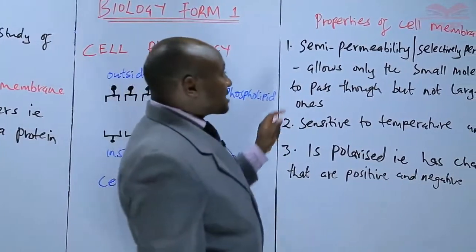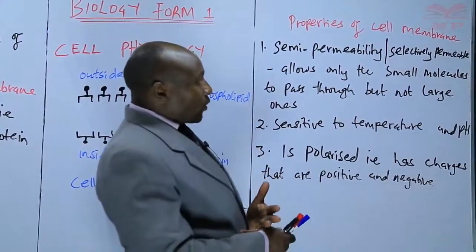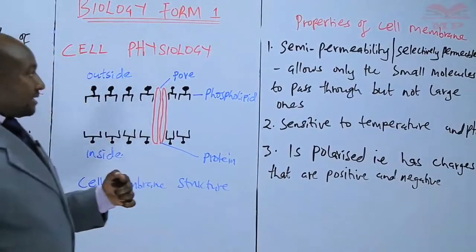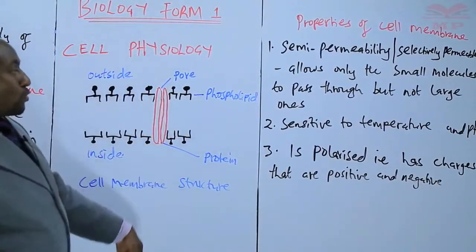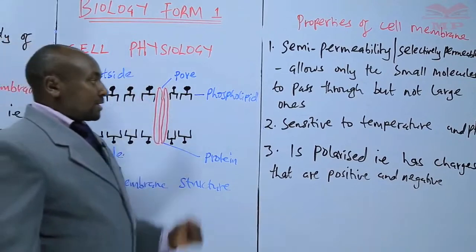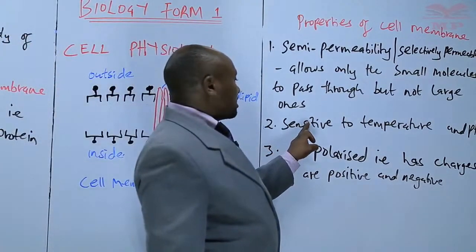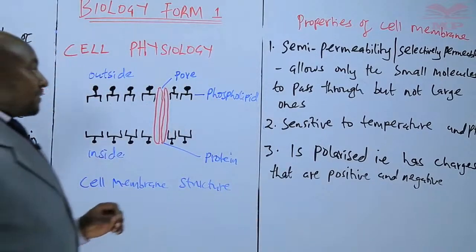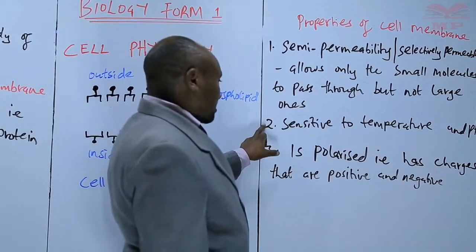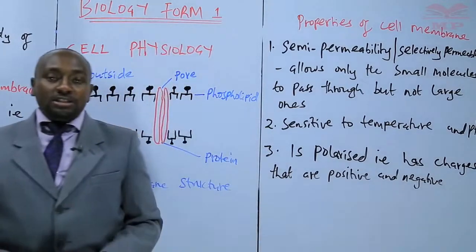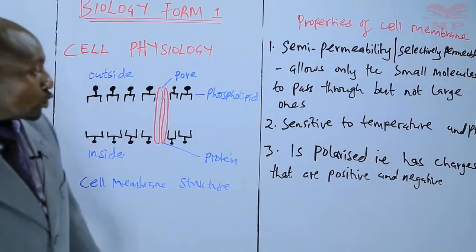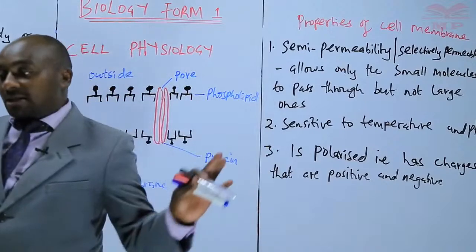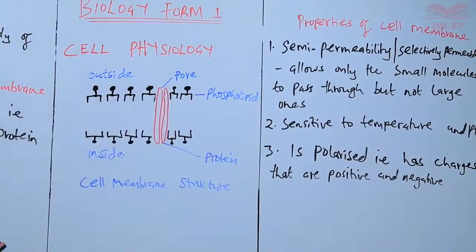One is its semi-permeability, or selective permeability, meaning that it selects the small molecules to go through, but not the large ones. It's also sensitive to changes in temperature and pH. And finally, the cell membrane is polarized, meaning that it has both positive and negative charges. So our lesson for today will end there. Then we'll have an assignment based on what we have learned.